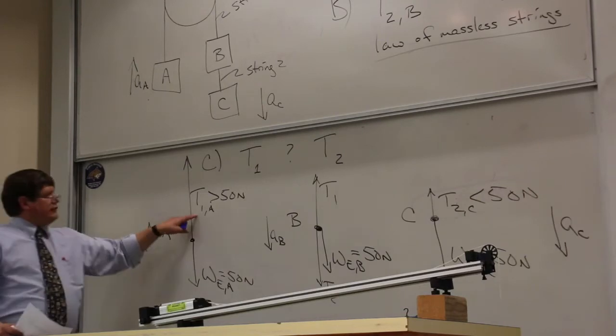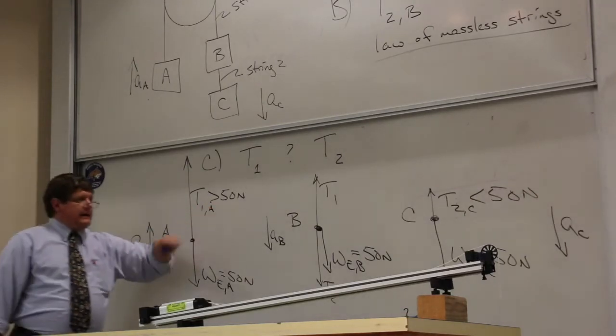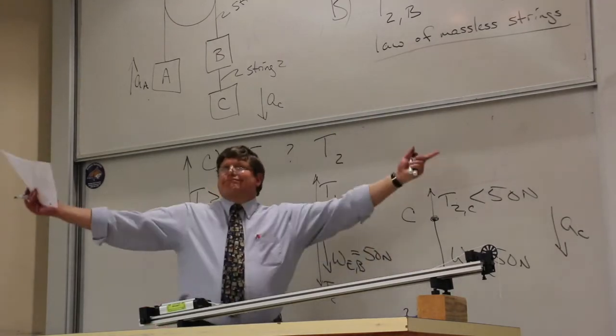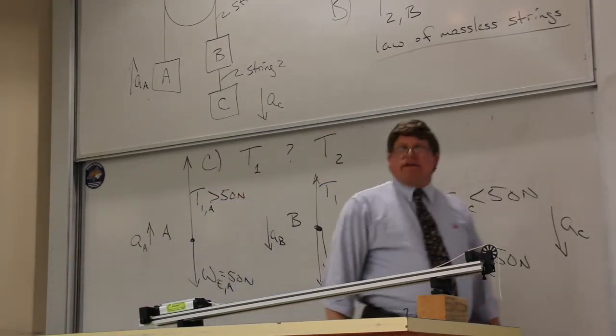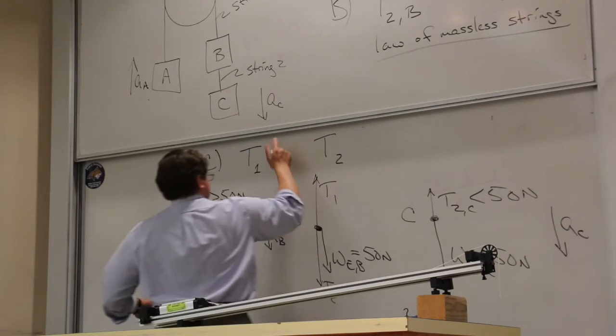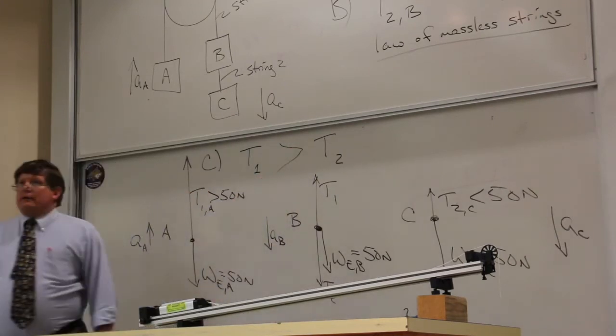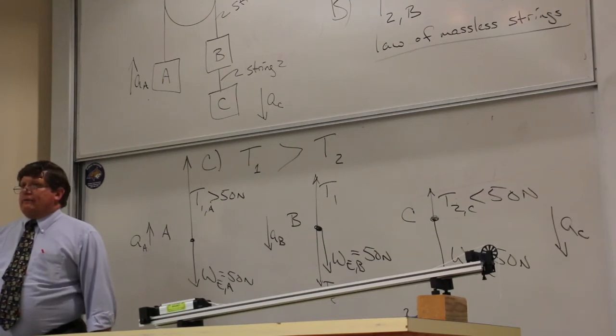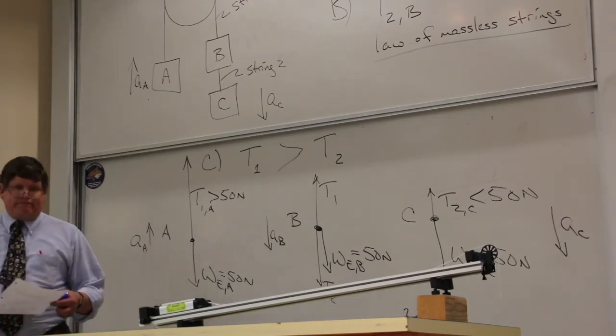Now, if tension 1 is bigger than the weight of one block, and tension 2 is smaller than the weight of one block, tension 1 is greater than tension 2, and I would get full credit for that argument. Check that your neighbor got that right, otherwise you know what to do.